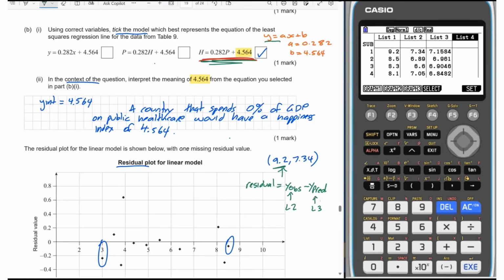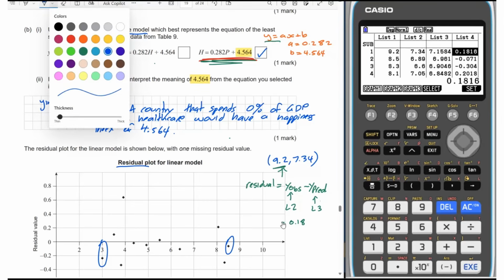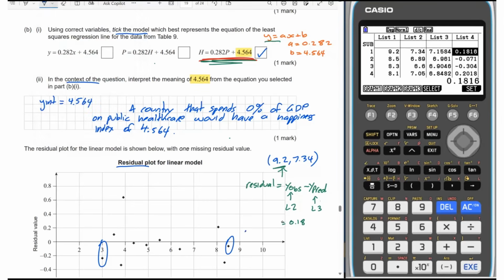So now what we're going to write over in list 4 is we just want to do list 2 minus list 3. And we only really care about that very first one. So the residual now is equal to 0.18. Well, that's enough to graph it. So it's going to be 9.2 and probably about here. So 9.2 and 0.18. And let me fix up that 0.